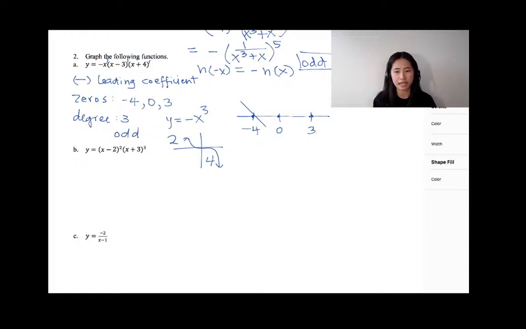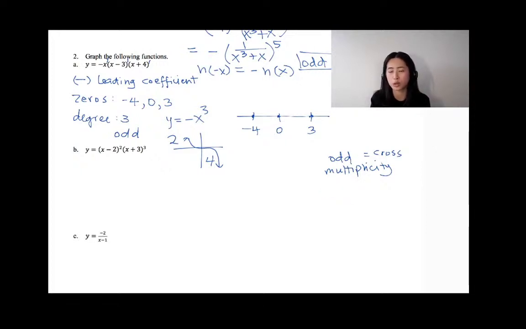Okay, so here's the thing. If you have an odd exponent or odd multiplicity, you cross. Okay, maybe we can just write that here. So odd multiplicity, that means anytime you have an odd number and it's multiplicity. So say for example, you're looking at 1, 3, 5, 7, right? All of your odd numbers, you're going to cross your x-axis. And if it's an even multiplicity, you're going to bounce, right? So you're only touching, you're not crossing. Okay, so let me just abbreviate that. So cross, and then you're going to bounce, right?